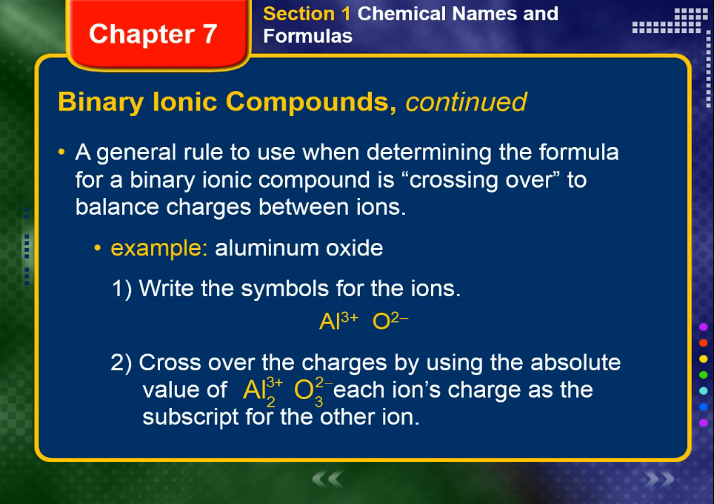As an aid to determining subscripts in formulas for ionic compounds, the positive and negative charges can be crossed over. Crossing over is a method of balancing the charges between ions in an ionic compound. For example, the formula for the compound formed by aluminum, Al3+, and the oxide ion, O2-, is determined as follows. 1. Write the symbols for the ions side by side. Write the cation first. 2. Cross over the charges by using the absolute value of each ion's charge as the subscript for the other ion.